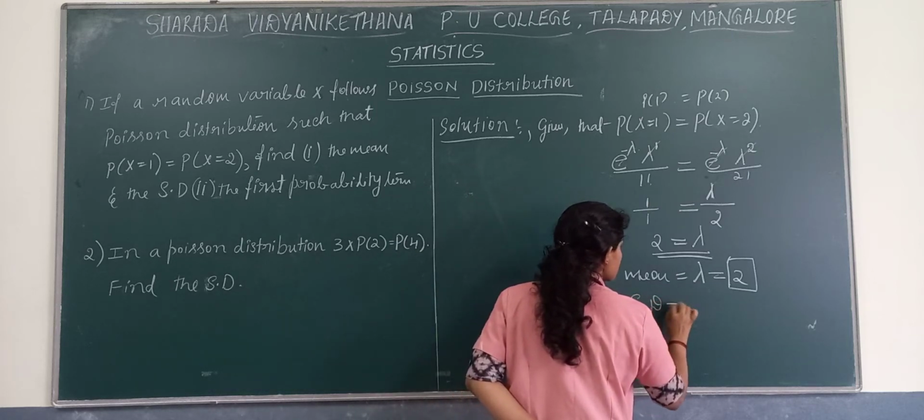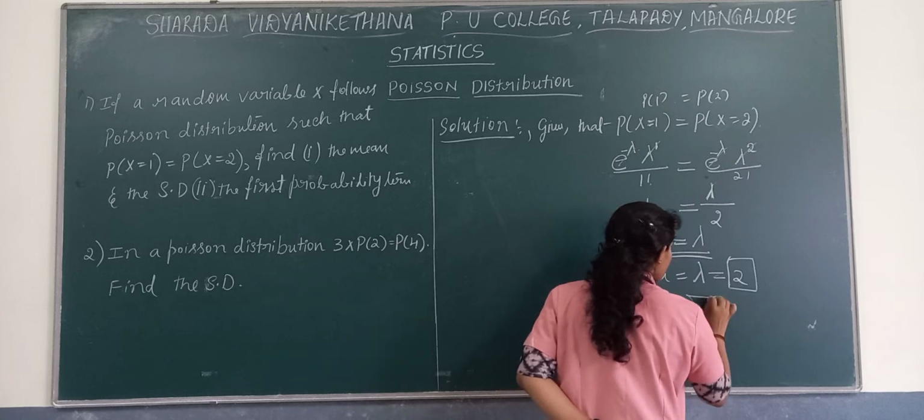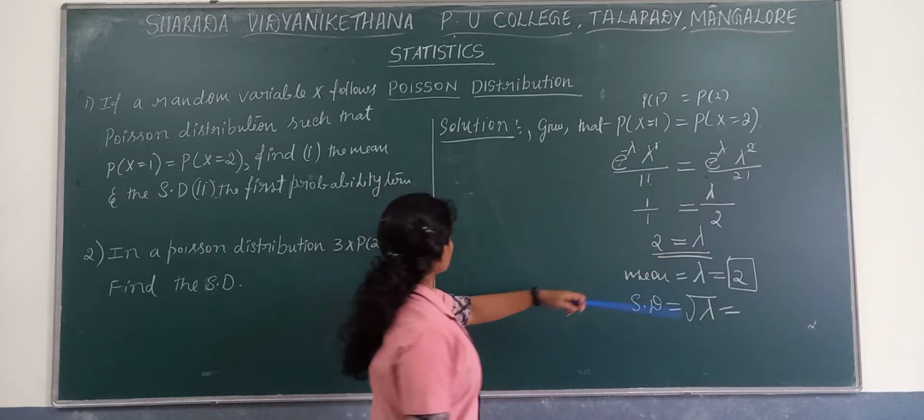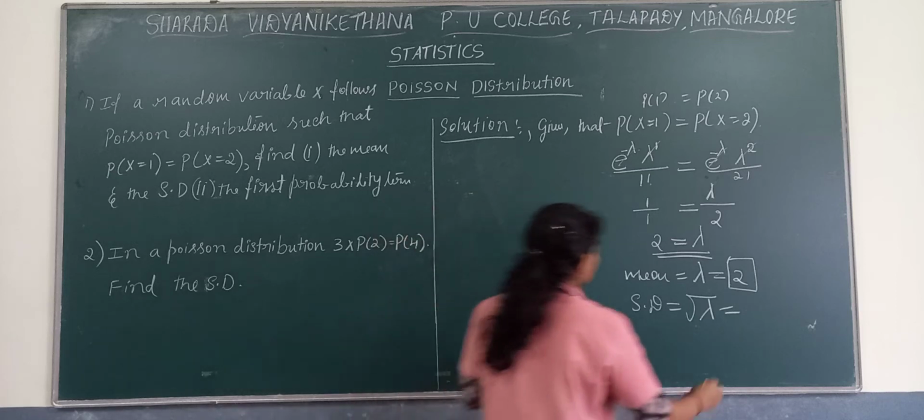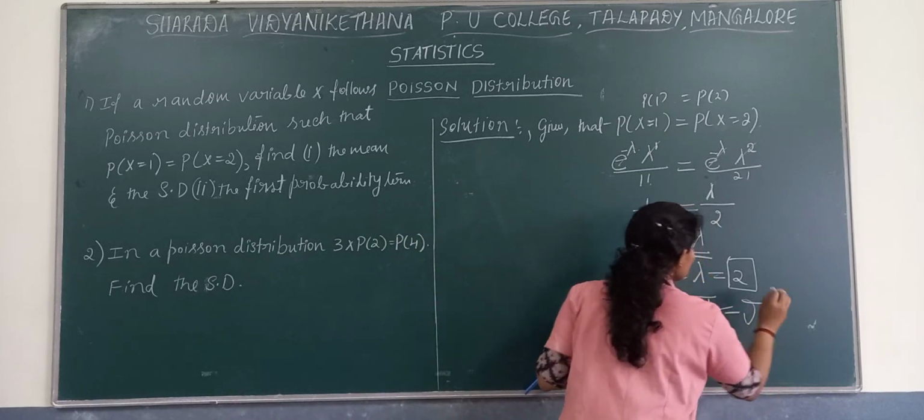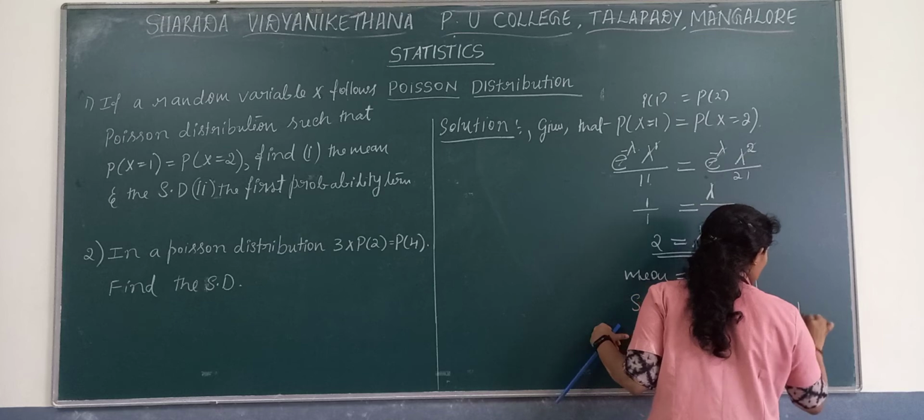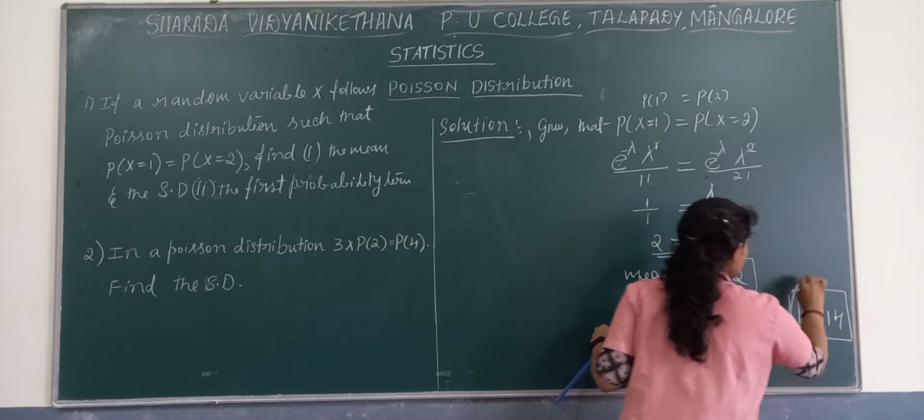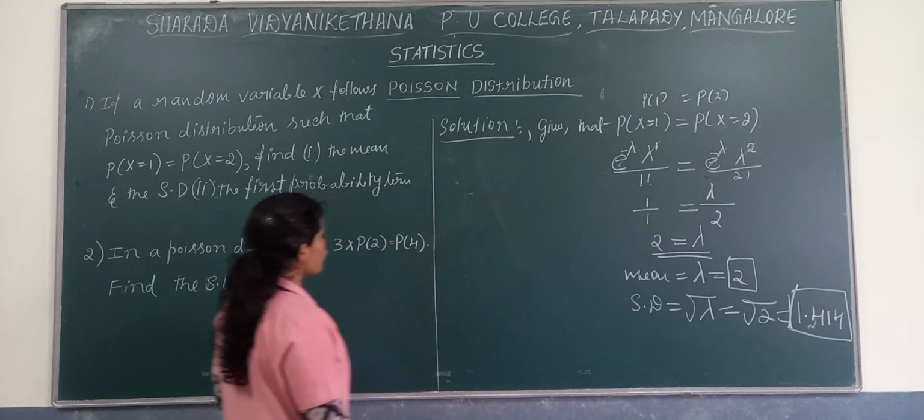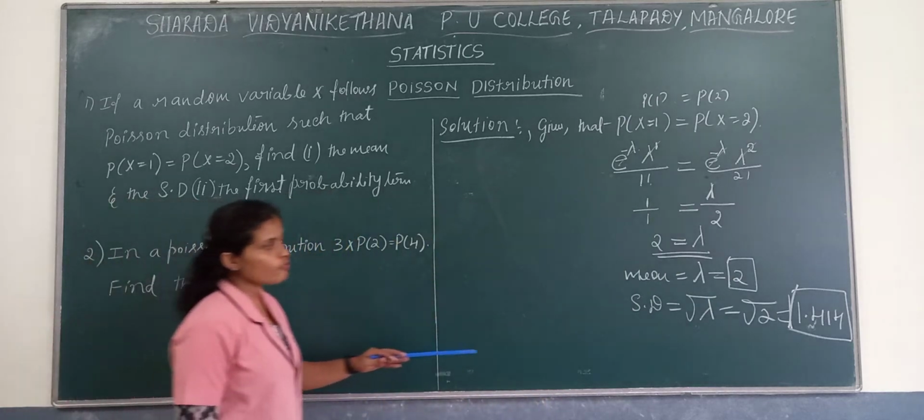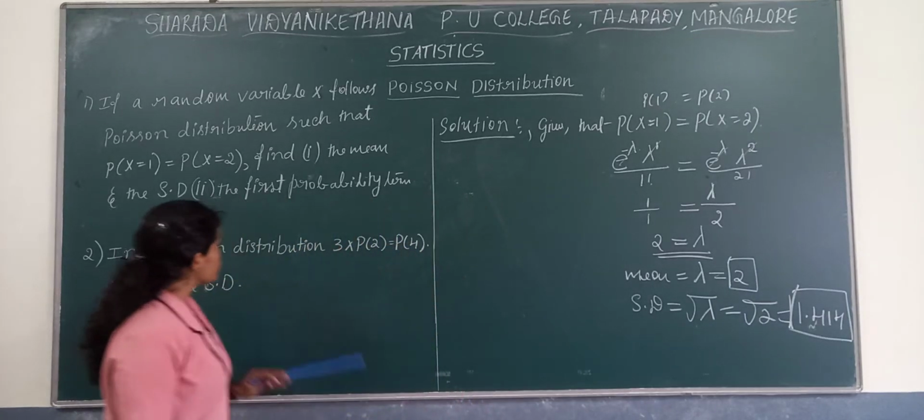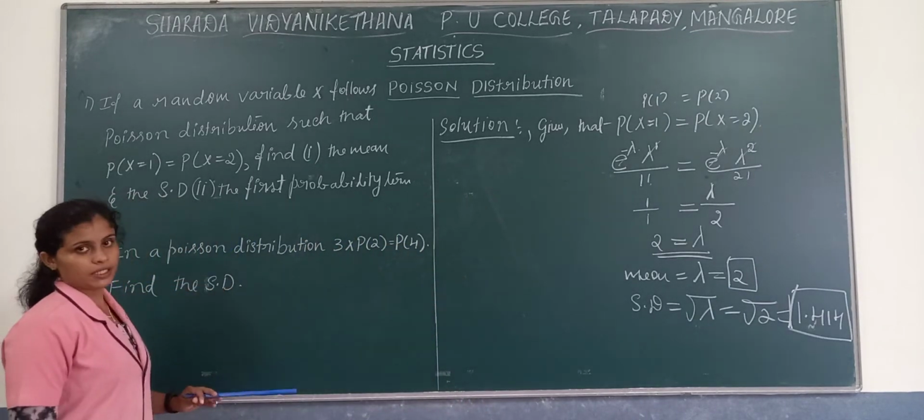Standard deviation is equal to root lambda, and root lambda means the root of 2, and we get 1.414. If we calculate, we get 1.414. That is the value of standard deviation. Now next question, second question, first probability term.